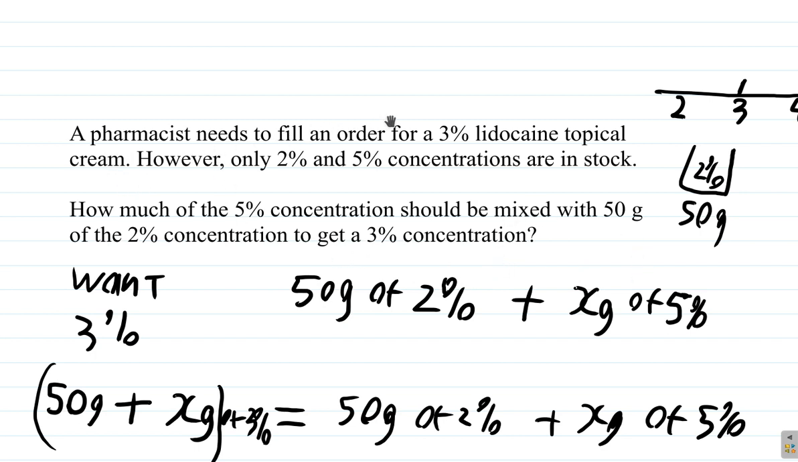A pharmacist needs to fill an order for 3% lidocaine topical cream, but only 2% and 5% concentrations are available. You have 50 grams of the 2%. How much of the 5% do you need to get a 3% concentration?